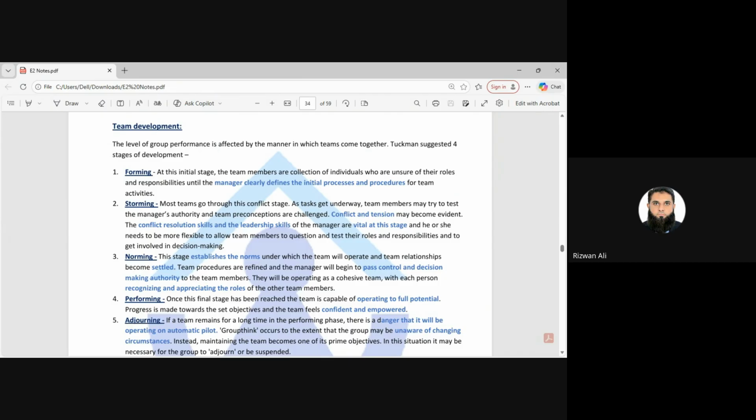Okay. Got it. They have mentioned a good word here. Managers, they want to test managers' authority. Why? Because they want to challenge the manager also. They might reach out to senior management and complain, this is the way this has been done and it will affect the effectiveness. Yeah. This is storming.